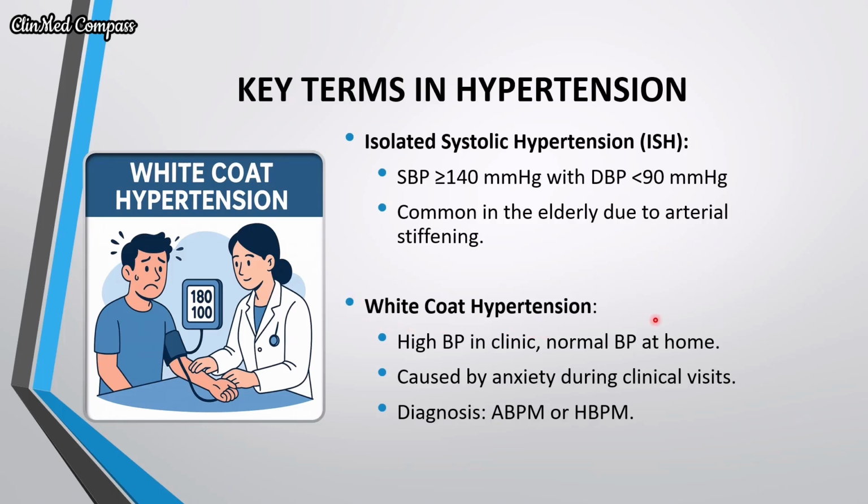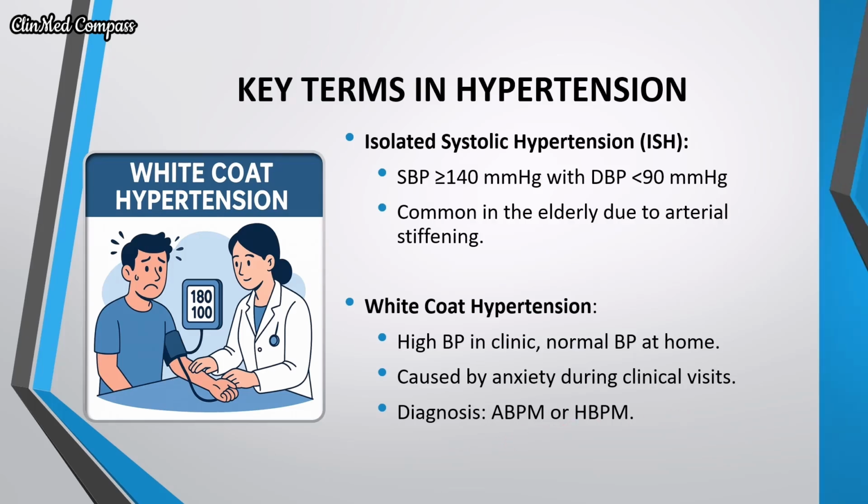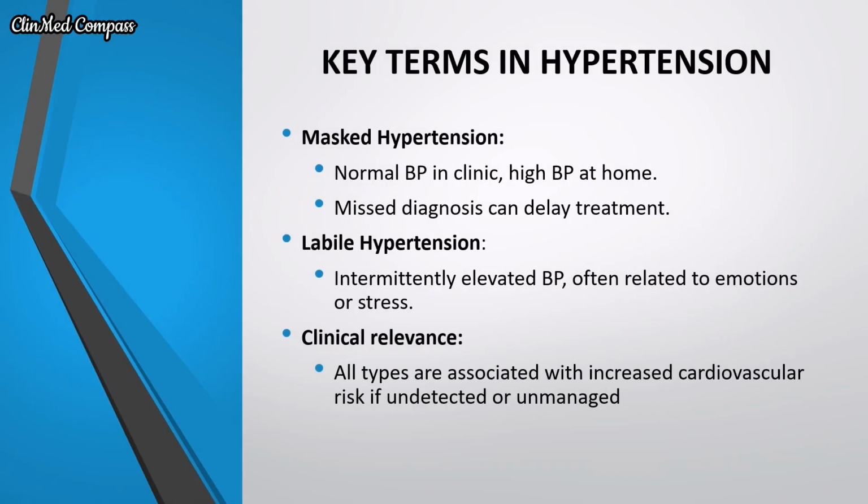This is when an individual has a high BP in the clinic and normal BP outside the clinic, perhaps at home. This usually is caused by anxiety during clinical visits. Confirmation of the diagnosis is also through ambulatory or home BP monitoring. We have the masked hypertension. This is when we have normal blood pressure in the clinic and a high blood pressure at home.